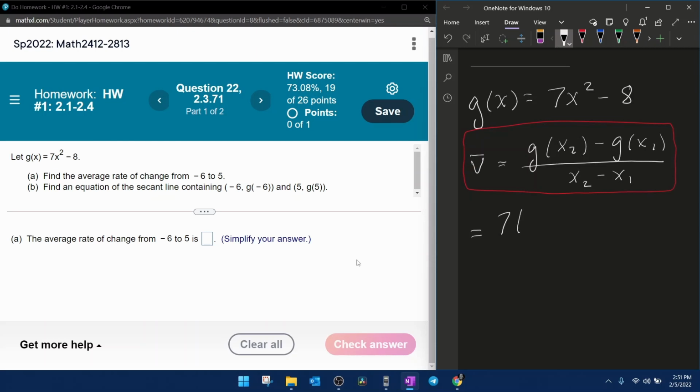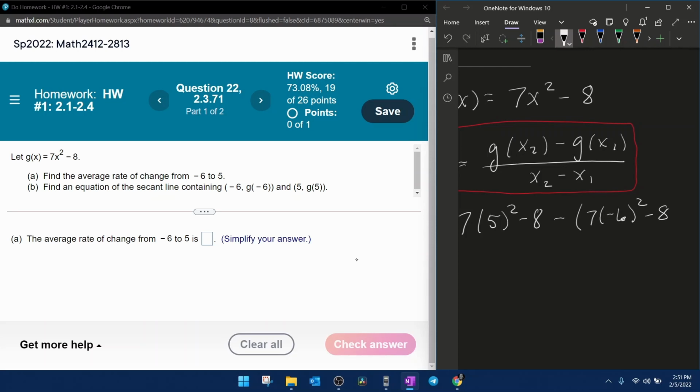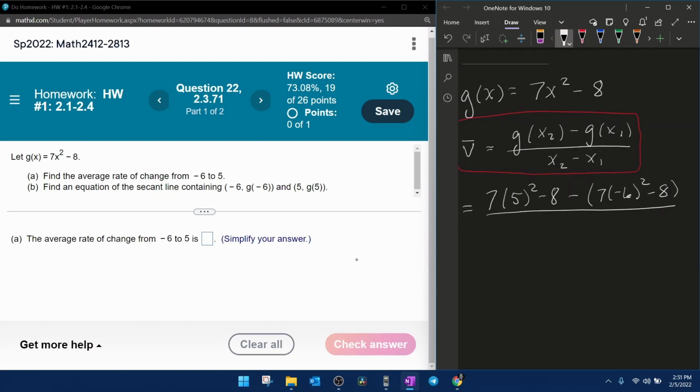So that's going to be 7 times 5 squared minus 8, minus, and then evaluate the function at the first value of x, which is -6. And so that'll be 7 times -6 squared minus 8, all over x2 minus x1: 5 minus -6. Then we're going to need to work that out to a single value.